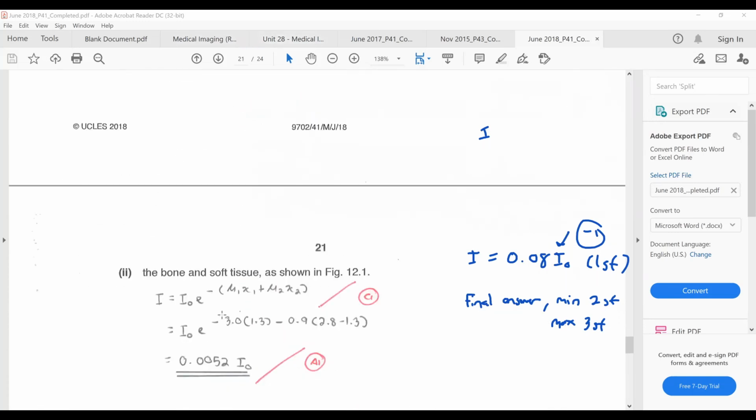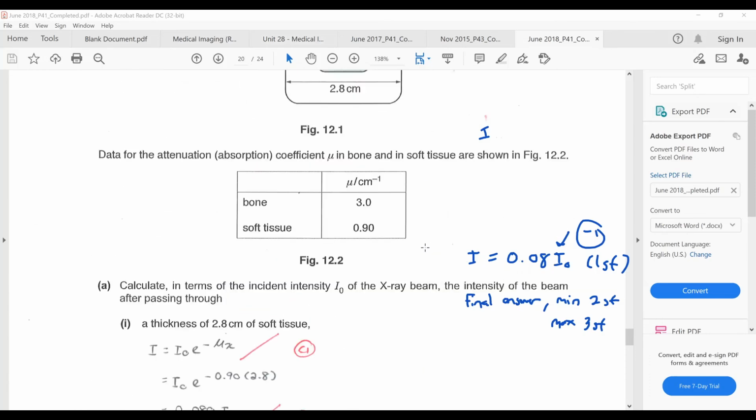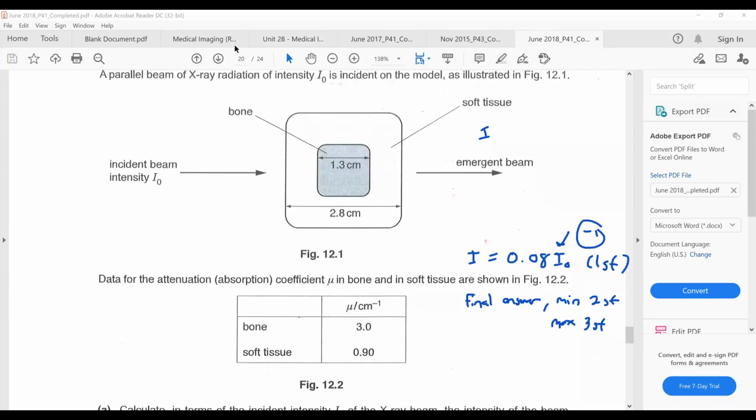I know. And then after that, if you go to the other one, find out for bone and soft tissue. This one is a case where you're going through three different mediums, 1, 2, 3. But this one and this one can be combined together, because they're essentially the same medium. That means they're the same mu.